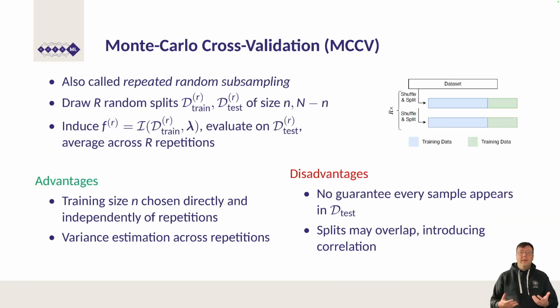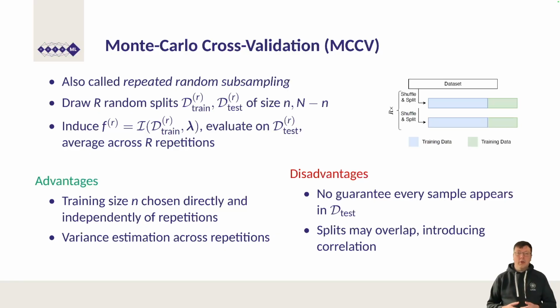Monte Carlo cross-validation, also called repeated random subsampling, takes a different approach. Instead of partitioning the data into folds, we repeatedly draw random train-test splits, each time independently sampling a training set of fixed size n and using the remainder as the test set. We induce a model on each training set, evaluate on the corresponding test set, and average across these R repetitions.